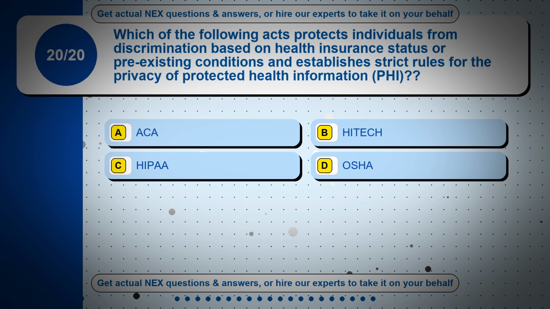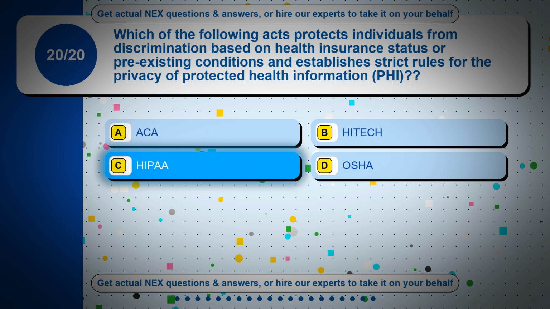Question 20. Which of the following acts protects individuals from discrimination based on health insurance status or pre-existing conditions and establishes strict rules for the privacy of protected health information? Option A, ACA. Option B, HITECH. Option C, HIPAA. Option D, OSHA. The correct answer is option C.